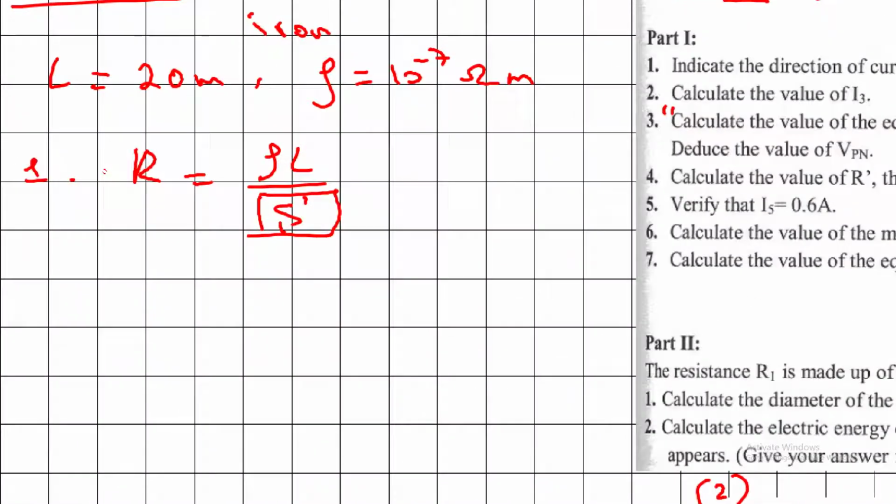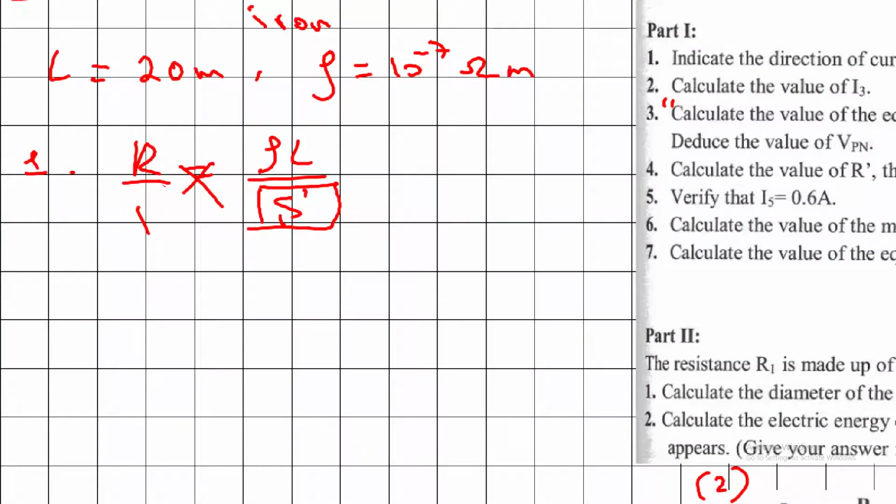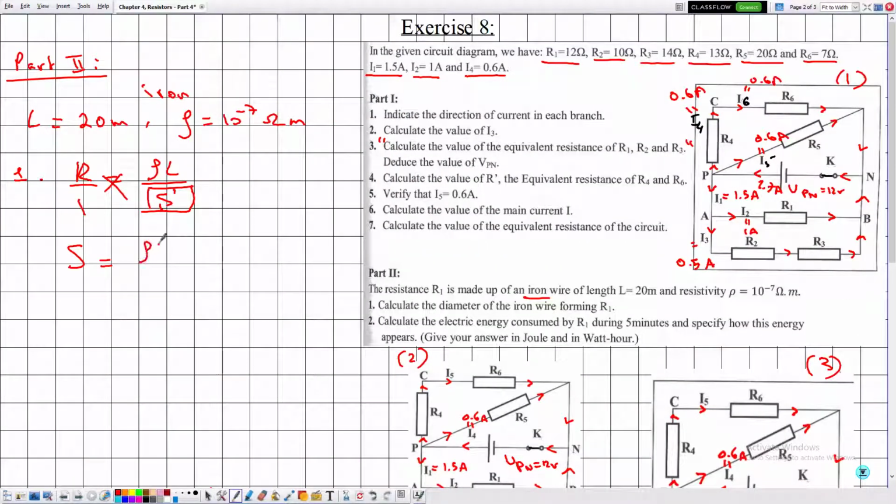So now we need to rearrange the following formula. Here this is divide, so it comes up, it will be multiply, and R comes down. So if you crisscross, putting S on one side and R on the other side, S is equal to rho L divided by R. And here we are talking about the resistor R1. The value of resistivity of iron is 10 to the power minus 7. Its length is 20, and the resistance R1 is given by 12. Plugging this fraction on the calculator, then the value of the area is given by the cross-sectional area.